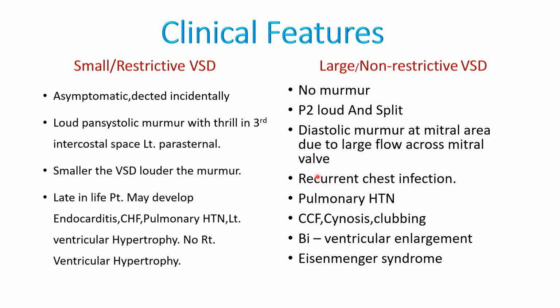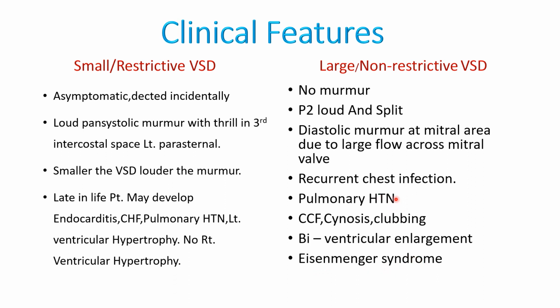The infant with large and non-restricted VSD will have recurrent chest infections, and due to very large flow, the infant will develop pulmonary hypertension, can have CCF, cyanosis, clubbing, and will have biventricular enlargement, and later on Eisenmenger syndrome. Once Eisenmenger syndrome develops, the patient becomes inoperable. You should not operate on the patient.